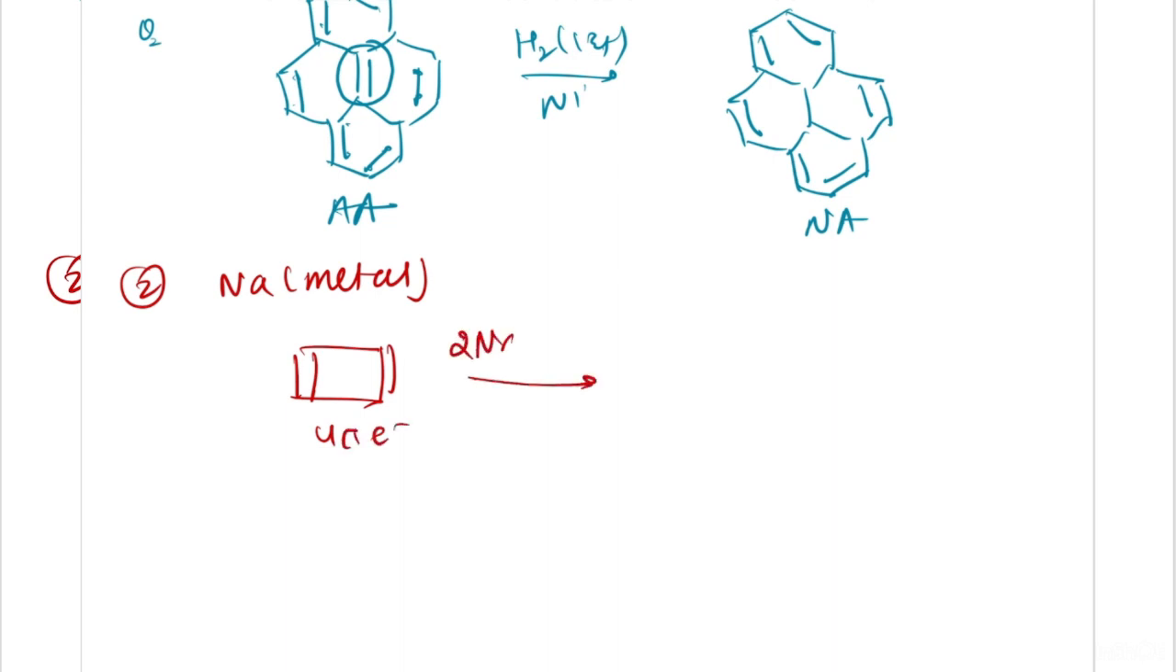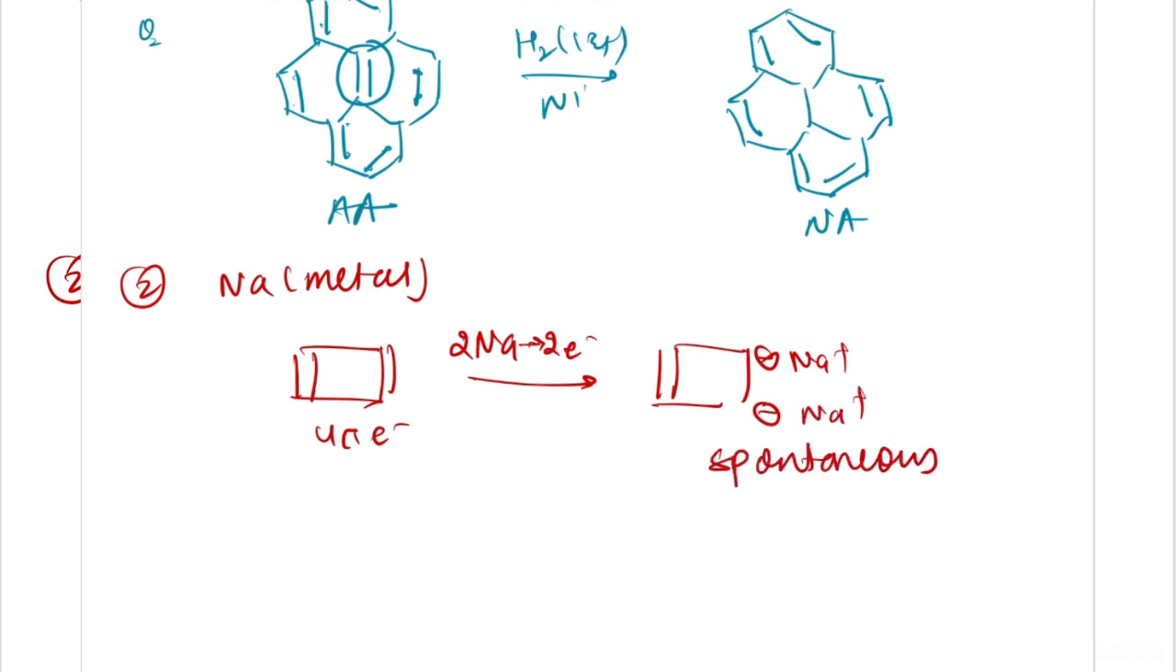Sodium will lose 2 electrons. So it will become negative over here, Na plus over here, and Na plus over here. It will become a spontaneous reaction. The reaction will be spontaneous, right? Because it is anti-aromatic to aromatic, it is a very spontaneous reaction.